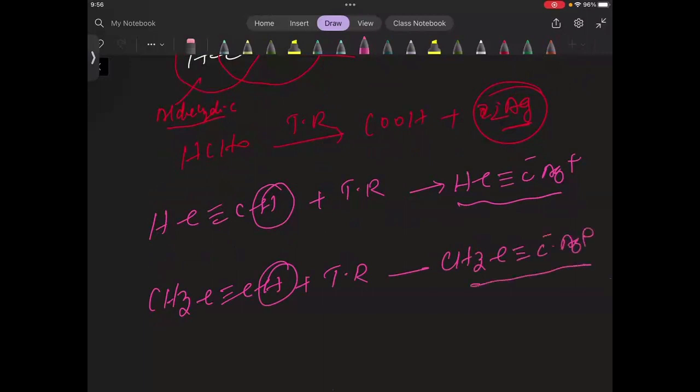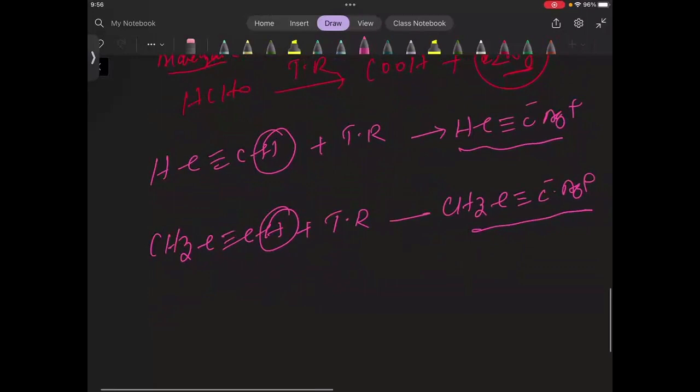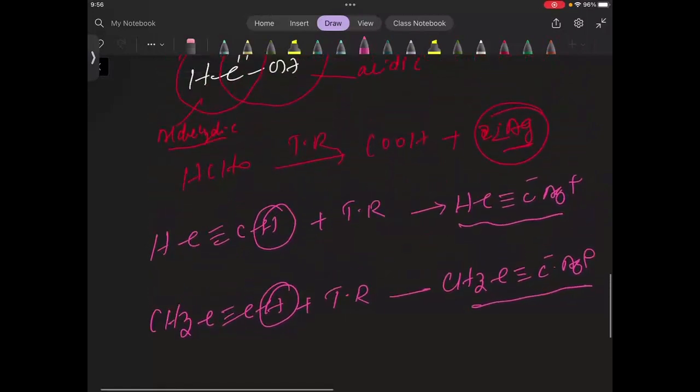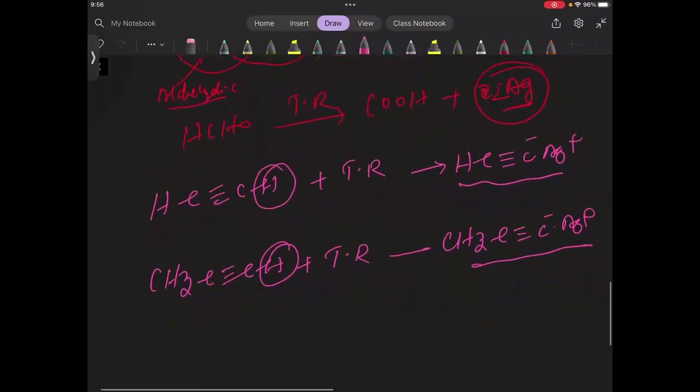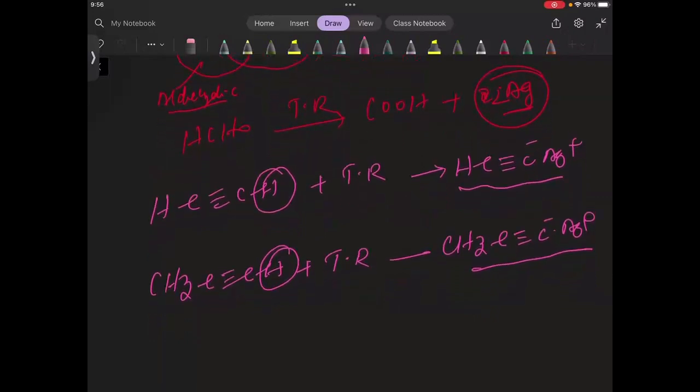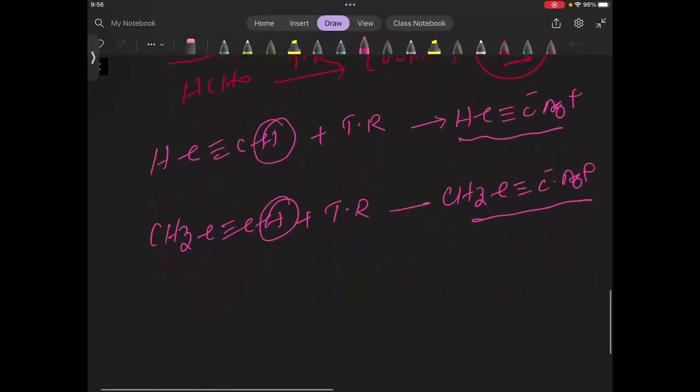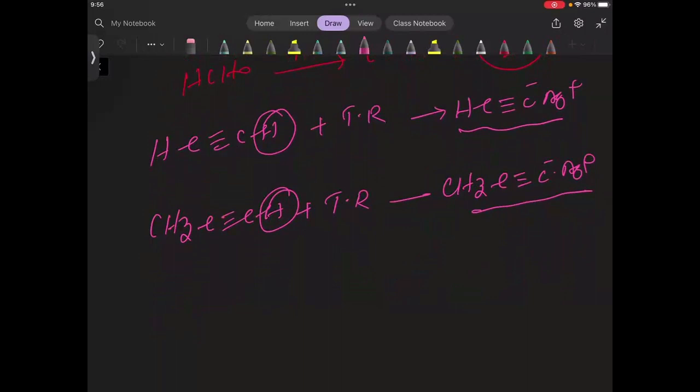Okay. Students, one thing to keep in mind here is that the Tollens reagent is a relatively strong oxidizing agent compared to Fehling's solution and other solutions. Now I am going to discuss Fehling's solution first, then you will understand. But before that, I would like to add one or two points on the Tollens test.